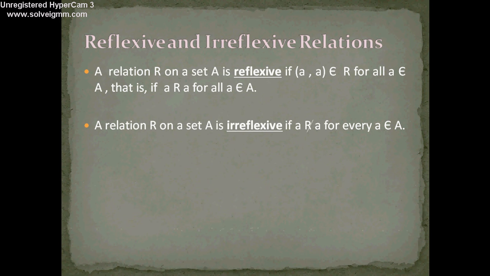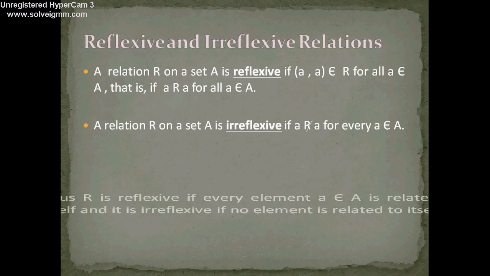Now a relation on the set A is irreflexive if a is not related to a for every a belonging to A. It is just the opposite of reflexive. So a relation will be irreflexive if and only if there is not even a single element which is related to itself. In terms of a digraph, for a relation to be irreflexive, there should not be a self loop on any vertex.